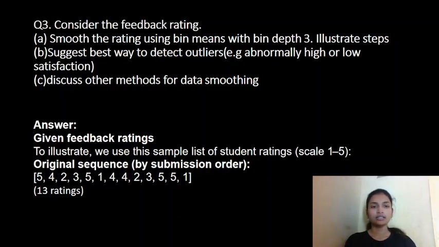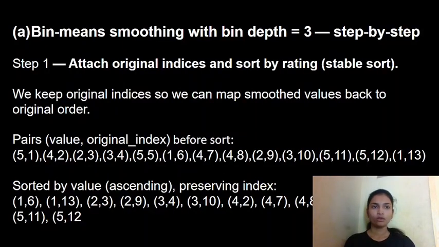Now, given feedback ratings, to illustrate, we use the sample list of student ratings, original sequence. So here we are using a sample list for student ratings. Okay, that is 5 4 2 3 5 1 4 4 2 3 5 5 5 1. Here are 13 ratings. So first, bin means smoothing with bin depth 3. That is step by step we are solving it.